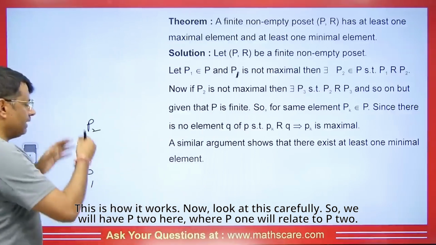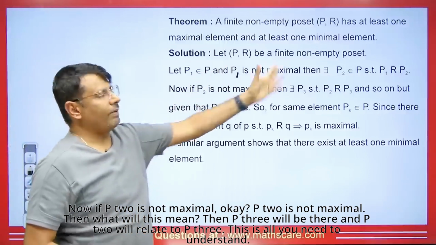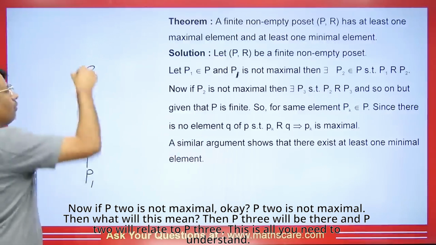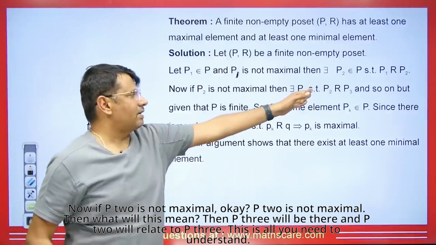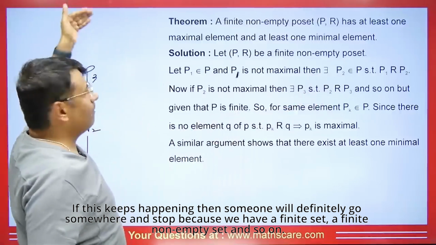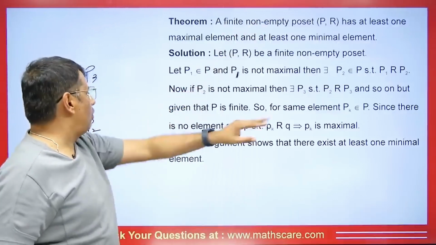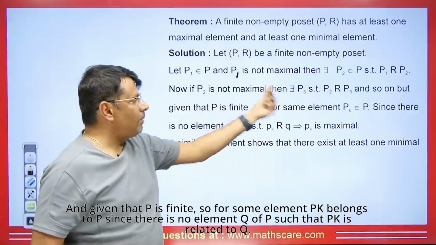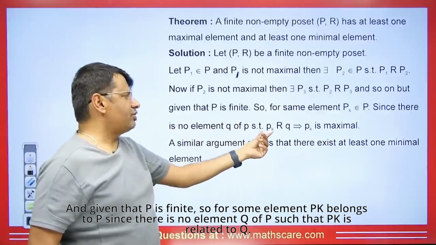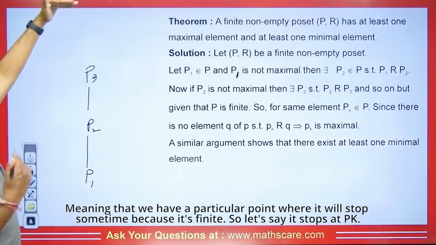Now look at this carefully. So we'll have P2 here where P1 will relate to P2. Now if P2 is not maximal, then what will this mean? Then P3 will be there and P2 will relate to P3. This is all you need to understand. If this keeps happening, then someone will definitely go somewhere and stop, because we have a finite non-empty set. And given that P is finite, for some element Pk belonging to P, there is no element Q of P such that Pk is related to Q. Meaning that we have a particular point where it will stop sometime because it's finite.